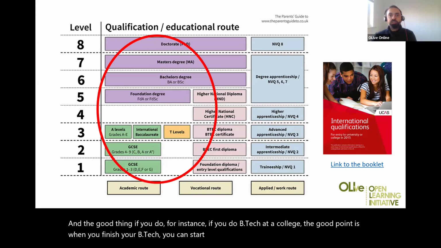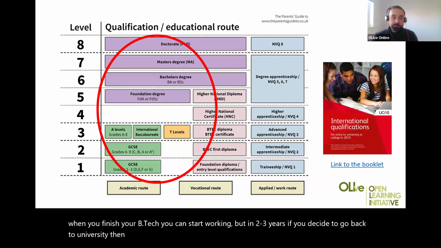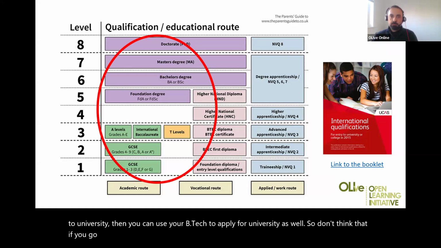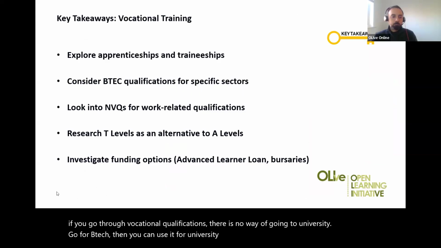But in 2-3 years, if you decide to go back to university, then you can use your BTEC to apply for university as well. So don't think that if you go through vocational qualifications, there is no way of going to university. Go for BTEC, then you can use it for university courses as well.